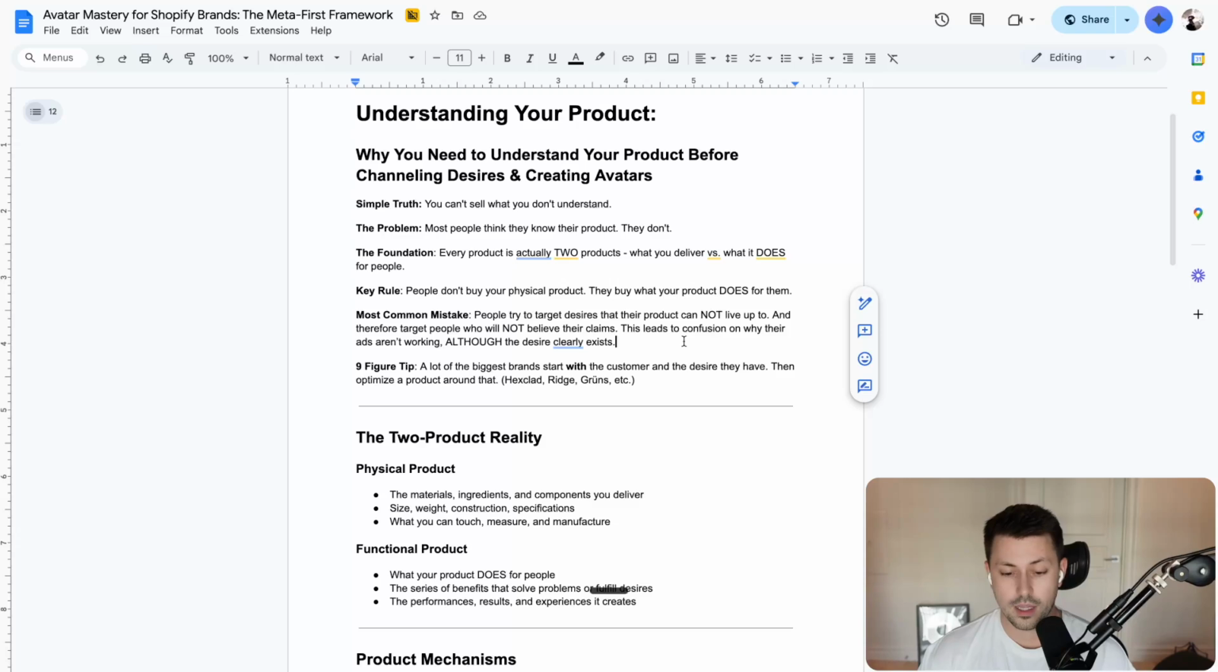Okay. And the problem with that is that when you try to go after desires that your product cannot live up to, or we're going to get into this in the sophistication level, people just don't believe it, or they know it does not live up to it. When you go and target those people with those claims, it will not work, okay? And even though this desire still exists, that people want cold water, or they want to keep their water cold, your mechanism and your product, and I'm going to give you a sneak peek there, I'm going to talk about mechanisms in a second, but your product just cannot live up to that.